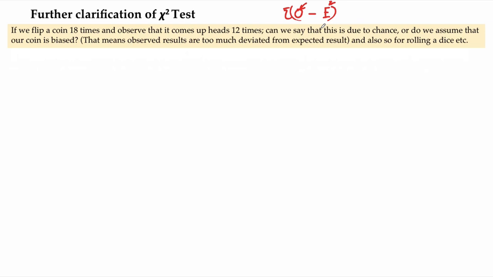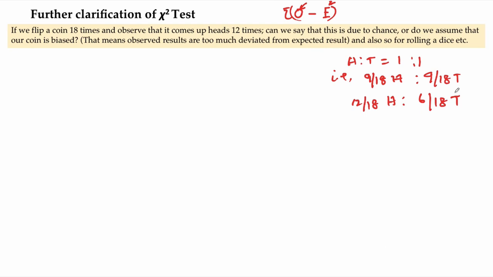Now again I'm giving a similar example. Instead of tossing 18 times, you are tossing the coin 100 times, and you are getting, let's say, 120 heads and 80 tails. So is it a big difference? Observed minus expected, is it a big difference? How will you know that? For that we use this chi-square test. This is one of the examples.